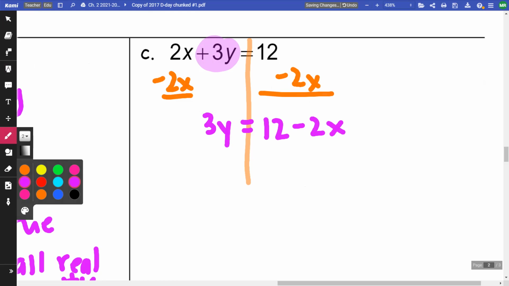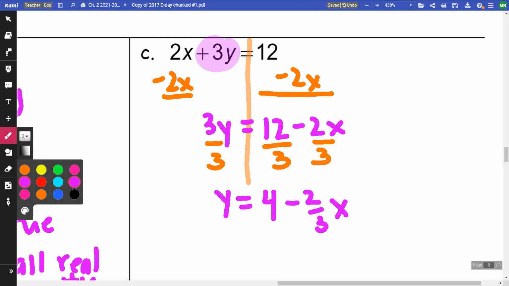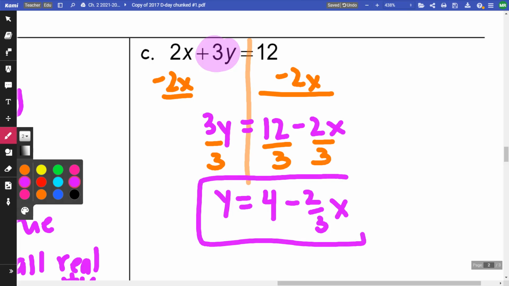I can't combine them. They're not like things. Then I'm going to divide by 3, and I can divide the whole side by 3, but I think I'm going to divide them each separately by 3. And I'm going to get y is equal to 12 divided by 3 is 4 minus 2/3 x. Then I have it in the nice form of a line. I can identify my slope as -2/3 and my y-intercept as 4.